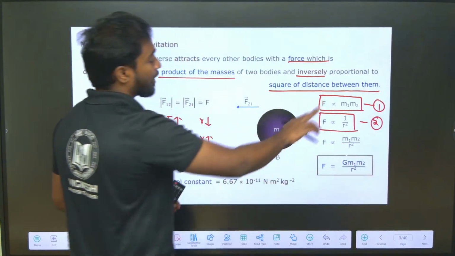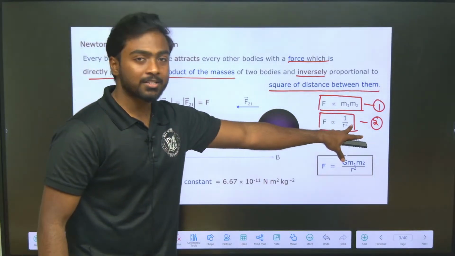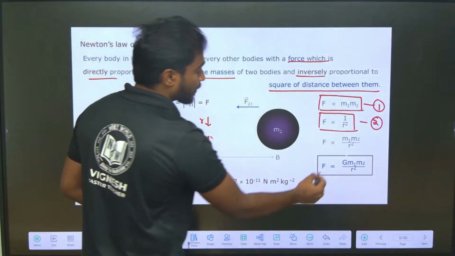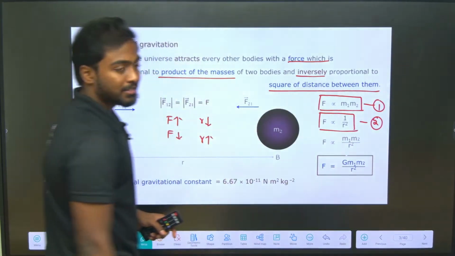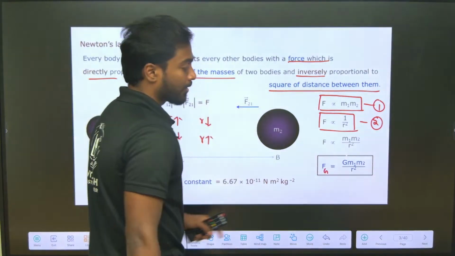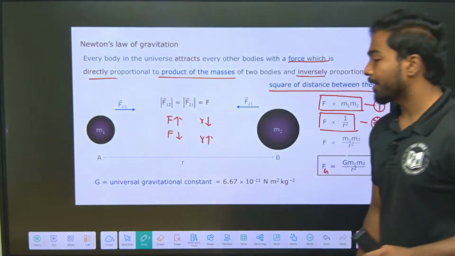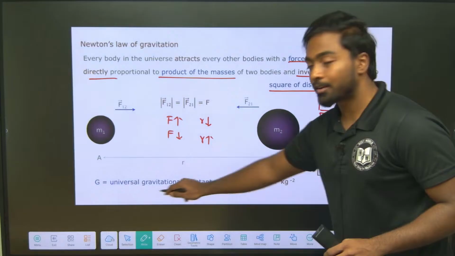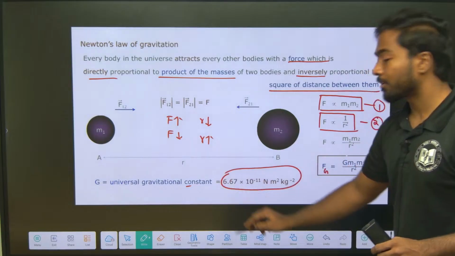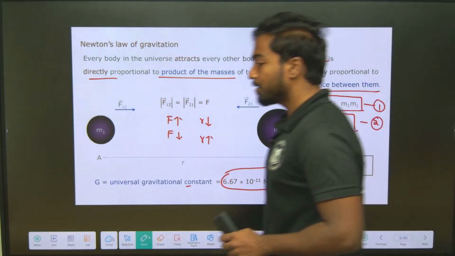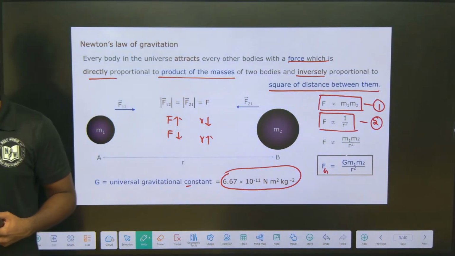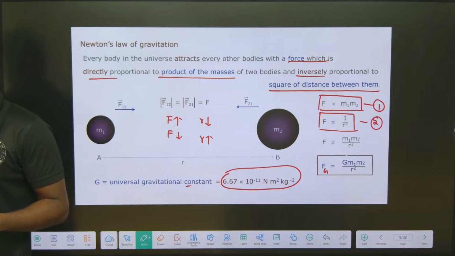Since I have force and masses, and force and distance, force is directly proportional to m1 m2 by r square. To remove the proportionality we add a constant called G. So the force of gravitation is F equals G m1 m2 by r square, where G is the universal gravitational constant, which is 6.67 into 10 power minus 11 Newton meter square per kg square. This is the SI unit, and I will show how we got that SI unit also.